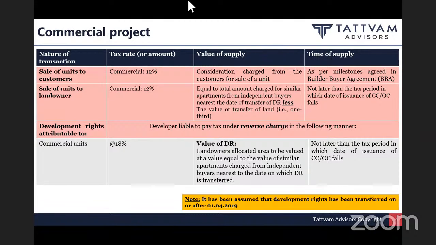So there is an RCM on the developer at 18% on the market value of the units received by the landowner, because I'm giving a development right for which I'm receiving 40 units. This market value of 40 units is deemed to be the consideration for the development rights which I have transferred to the developer, and the developer has to pay under reverse charge on this particular transaction.